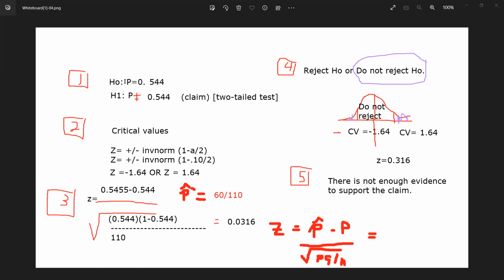0.544 came from the complement of the percentage that was given. That comes from our H0, remember? And then we have the square root of P, which is 0.544. Then you want the complement of that. So that's 1 minus 0.544 over 110, all under the square root. Then square root all that. And when I did that on my calculator, I got 0.0316. Let me know if you agree with me.